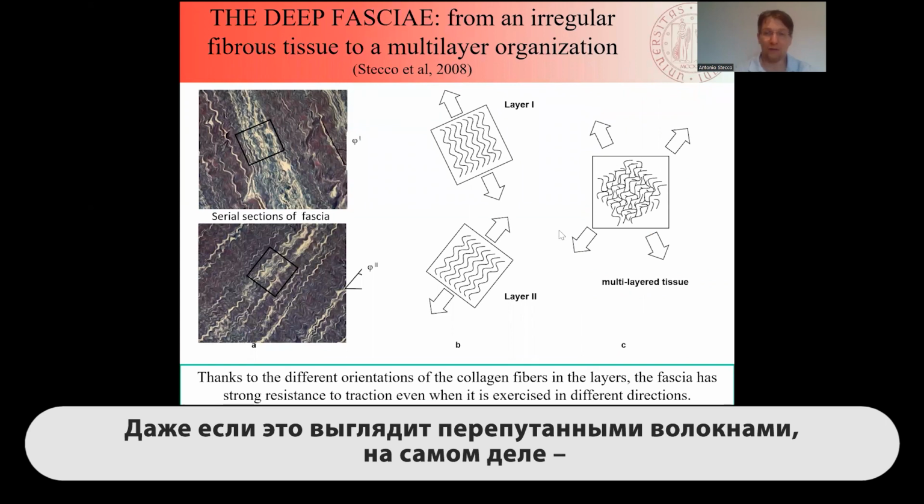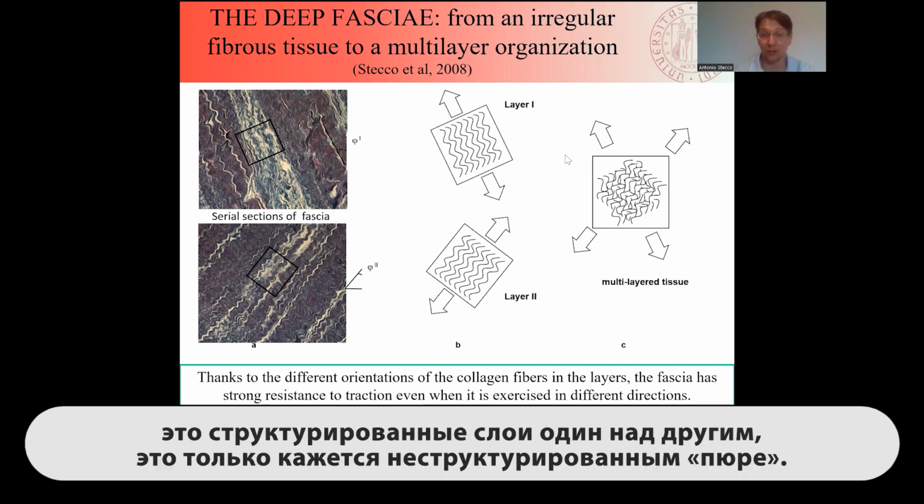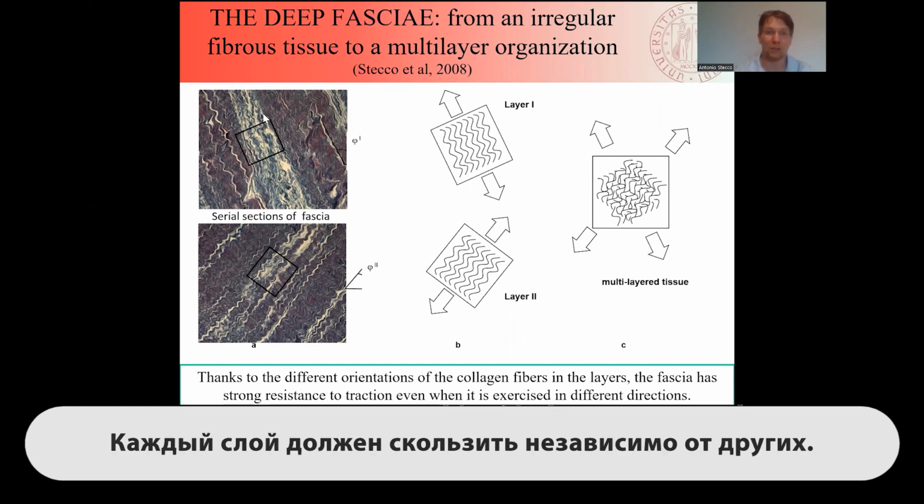Because even if it looks like an irregular mesh, in reality it is a multiple layer tissue, with different layers one over the other. Each layer has to be independent to glide over the other.